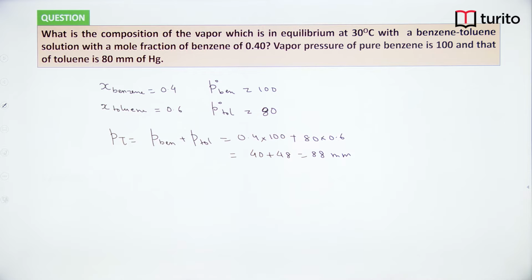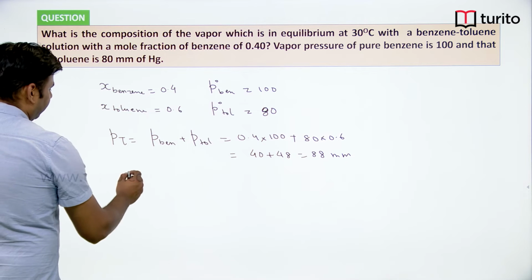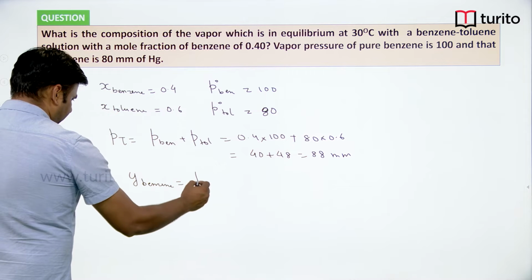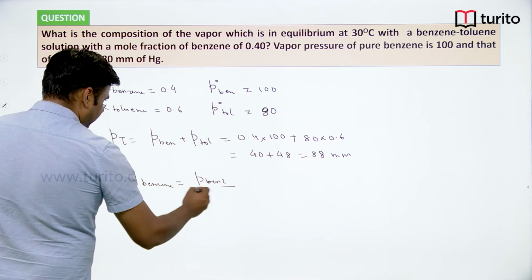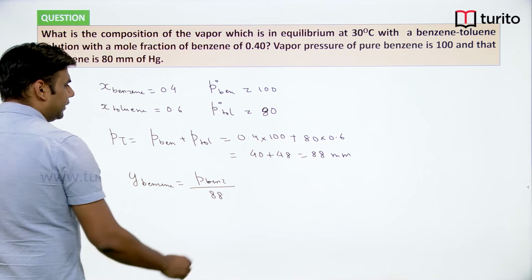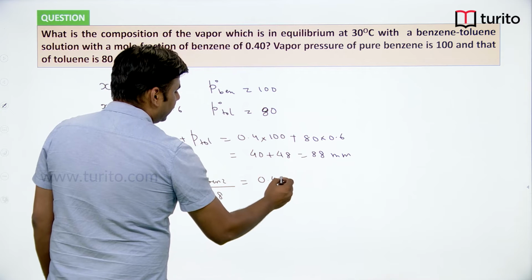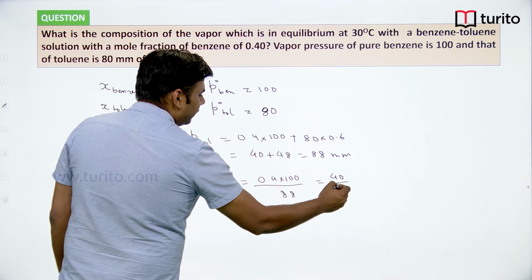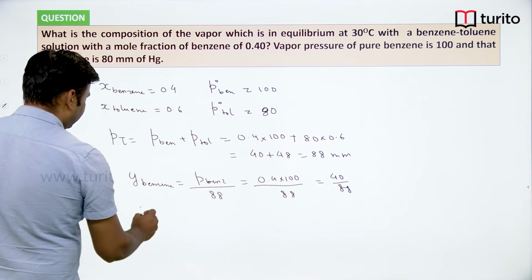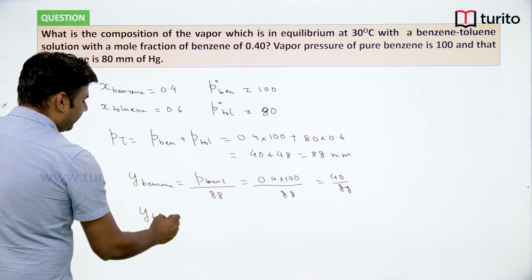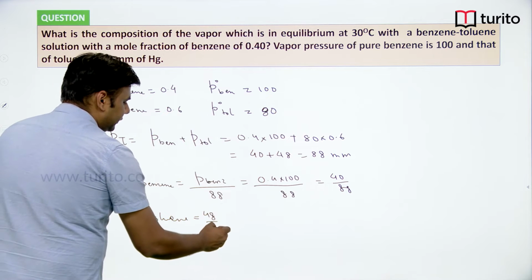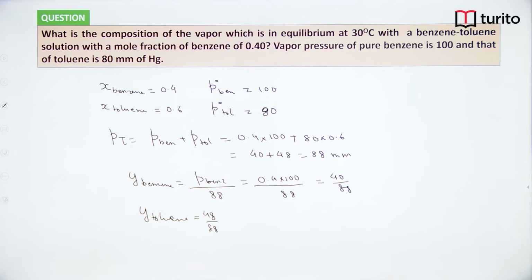We have to find the composition of vapor. So the mole fraction of benzene in the vapor phase would be the partial pressure of benzene upon the total pressure. The total pressure we know is 88. The partial pressure of benzene would be 0.4 into 100, divided by 88. So this is basically 40 upon 88, and that of toluene would become 48 by 88. So you can calculate this. Again, this is a direct application of the concept.